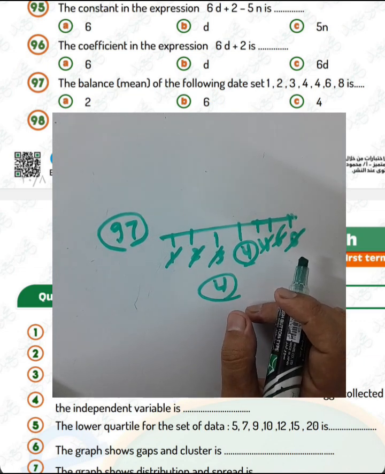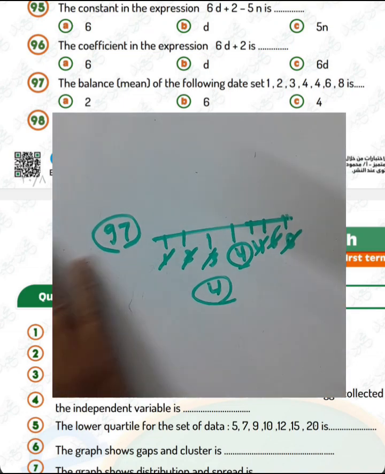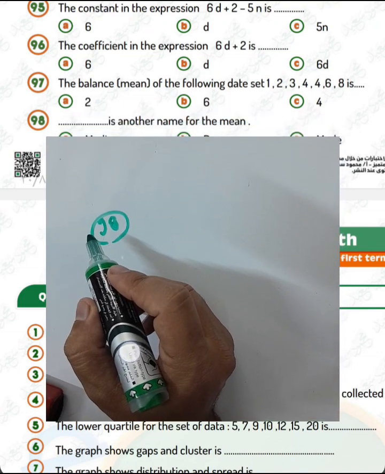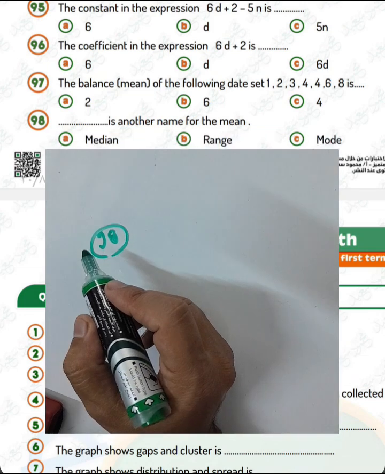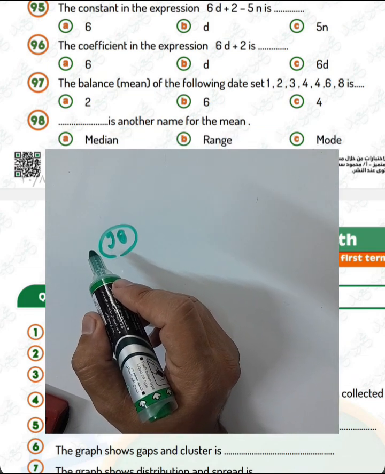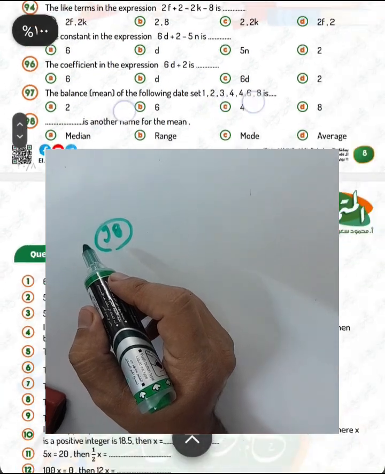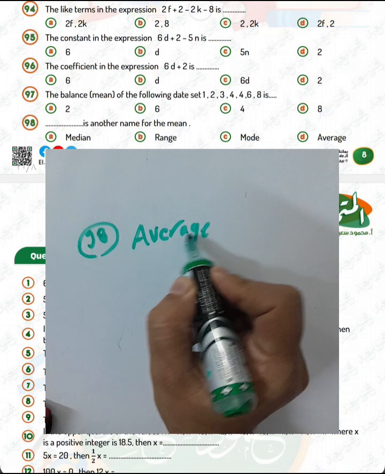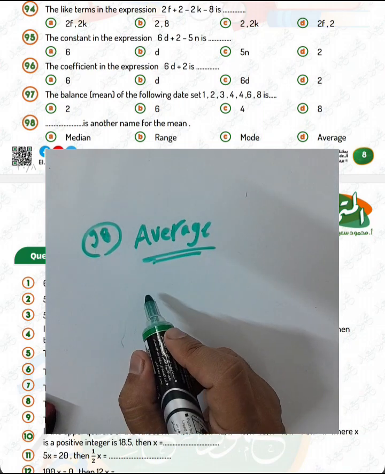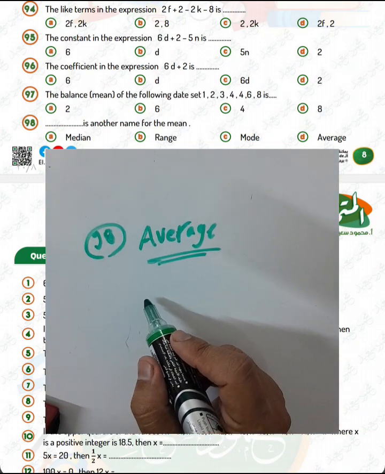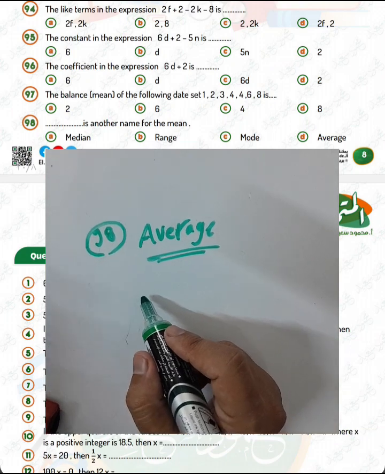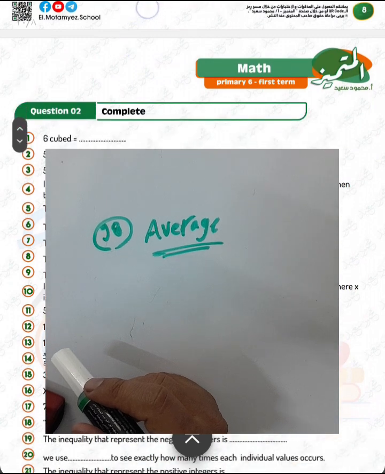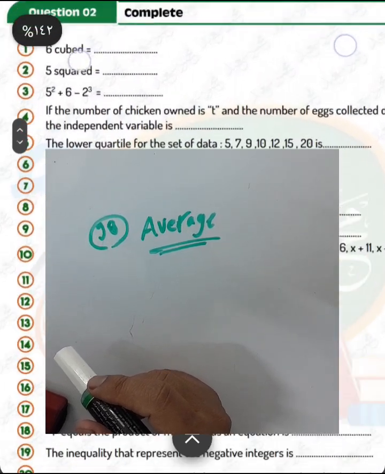Understood? Question 98. Another name for the mean is the balance. Mean, we call it the average or the balance. Average means the mean. The mean equals the average, or we can call it the arithmetic mean, the sum of all numbers divided by the number of them. Okay.